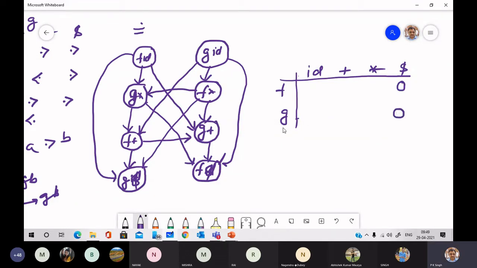Okay. Now see F plus and G plus. G plus has only one outgoing arc, so 1. It will always terminate on these terminal nodes. So G plus is 1. F plus has 2 edges, so the longest will be this: F plus to G plus to F dollar. So it is 2.